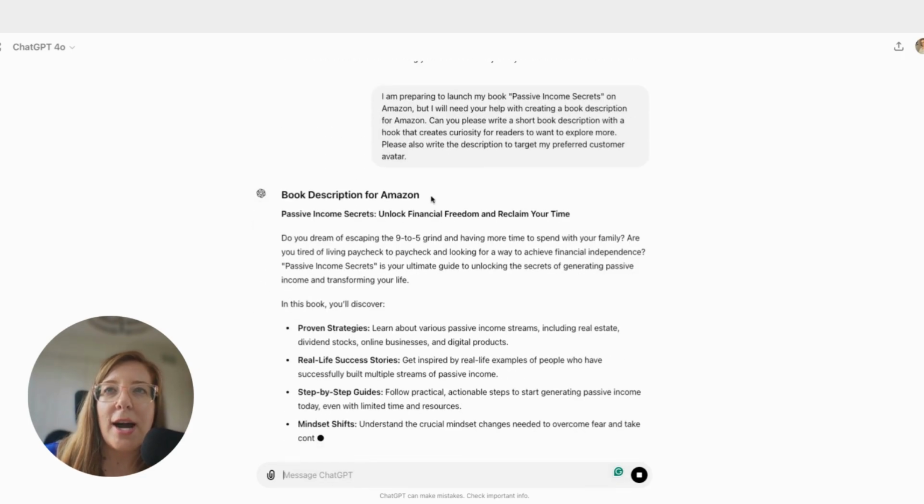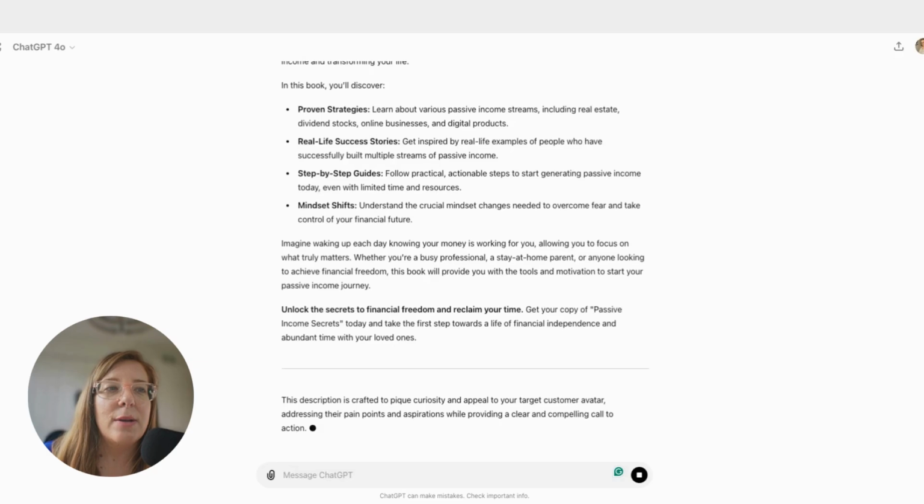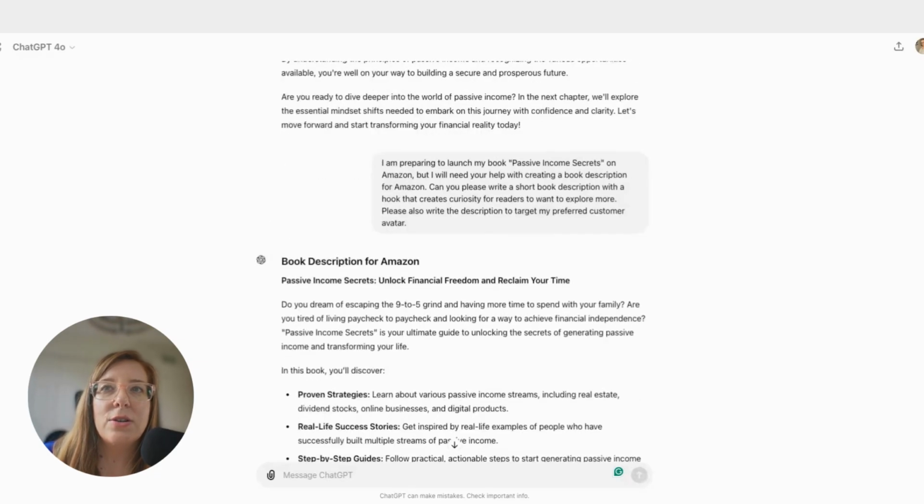Okay, here we go. I like what I'm seeing so far. It's given me a headline. I'm going to just read through that for us here. It says the headline is Passive Income Secrets: Unlock Financial Freedom and Reclaim Your Time.